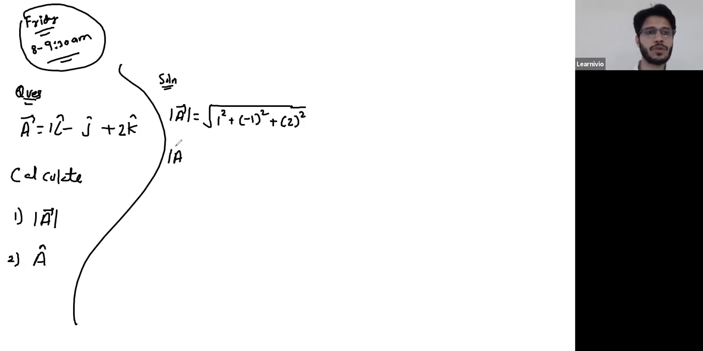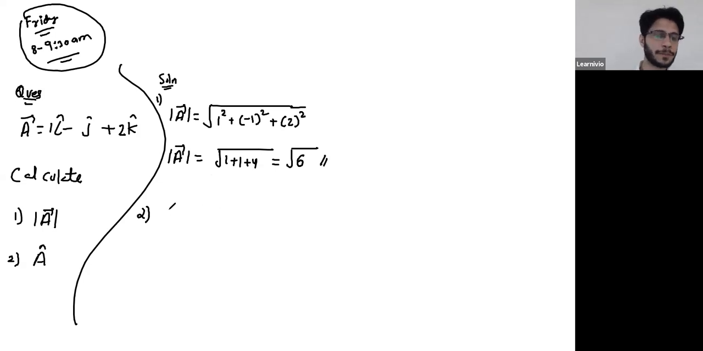So the magnitude of vector A would be 1 plus 1 plus 4. So the magnitude is root over 6. This is the magnitude of A, the first part of the question. Is it clear how to calculate magnitude? Yes, sir.